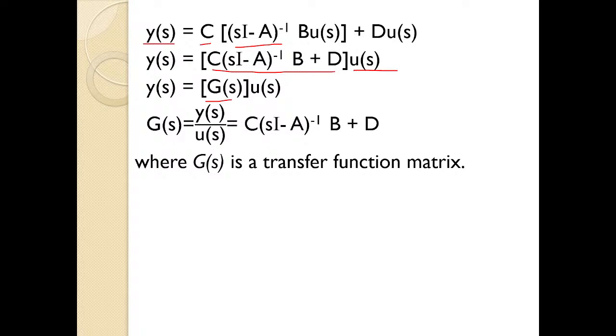So what is the Laplace ratio? Y(s) is the output, U(s) is the input. So Y(s)/U(s) is nothing but G(s), that is equal to C(sI - A)^-1 B + D. Okay, so this G(s) is nothing but the transfer function matrix. G(s) is the transfer function matrix. Are you able to follow or not?